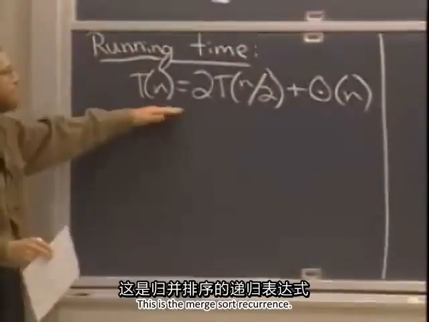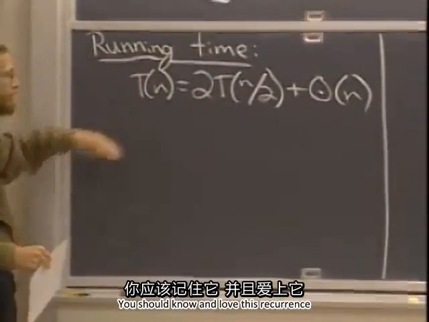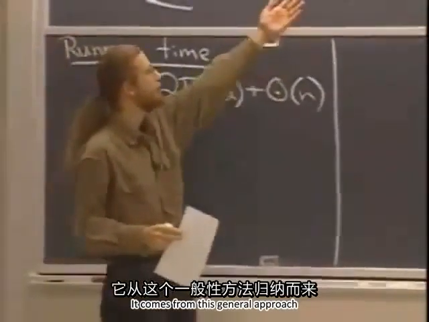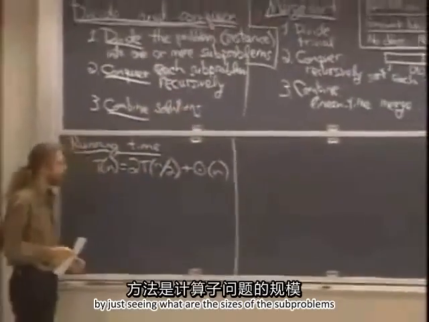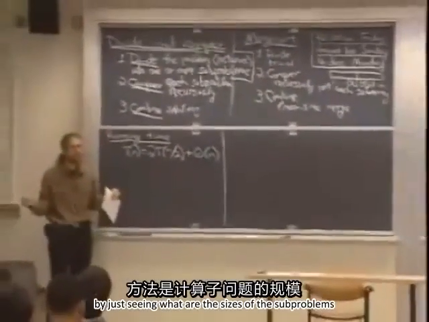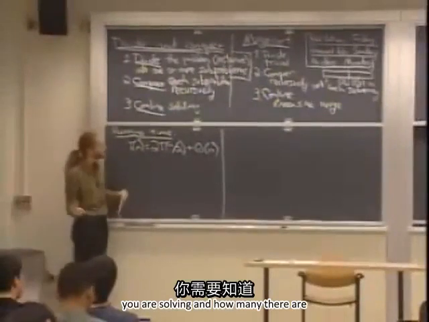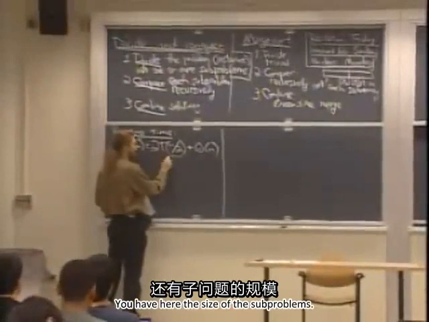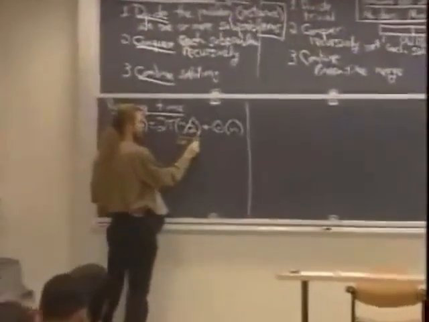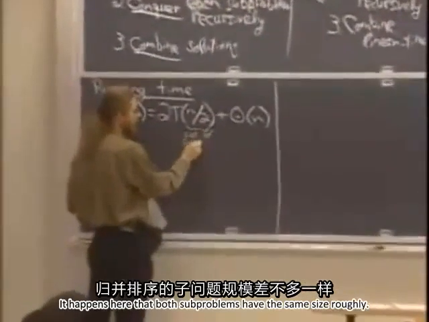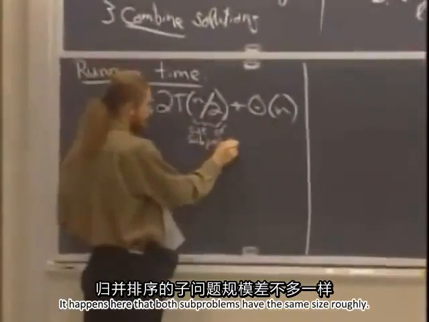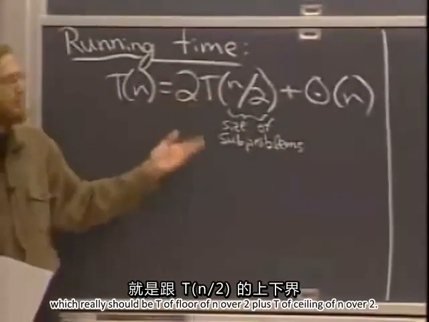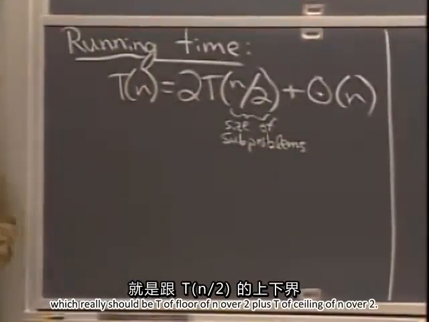So this is the merge sort recurrence. You should know and love this recurrence because it comes up all over the place. It comes from this general approach by just seeing what the sizes of the subproblems you're solving are and how many there are and how much extra work you're doing. So you have here the size of the subproblems. It happens here that both subproblems have the same size, roughly. There's this sloppiness that we have, which really should be T of floor of n over 2 plus T of ceiling of n over 2.